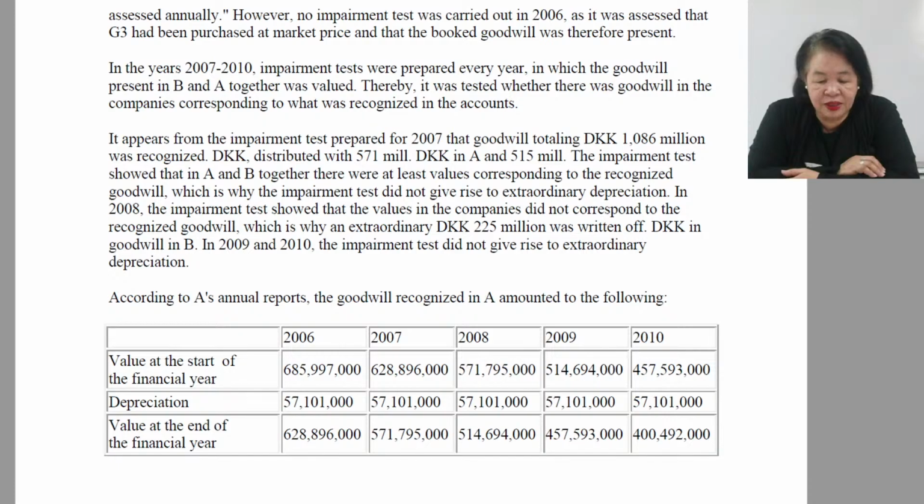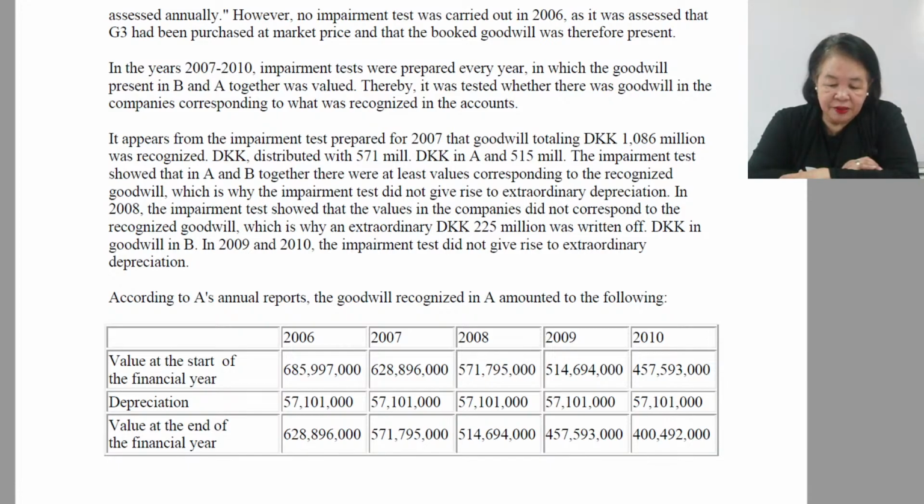In the years 2007 to 2010, impairment tests were prepared every year, no? So yung impairment test, in which the goodwill present in B and A together was valued. Okay. It was tested whether there was a goodwill in the companies corresponding to what was recognized in the accounts, no?